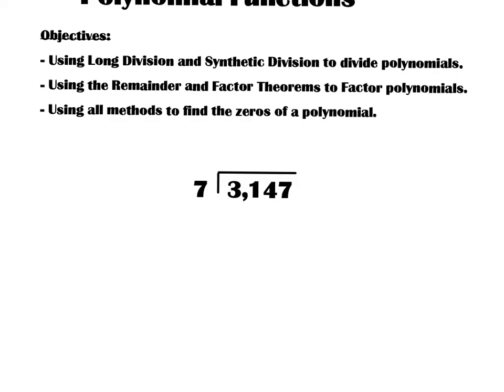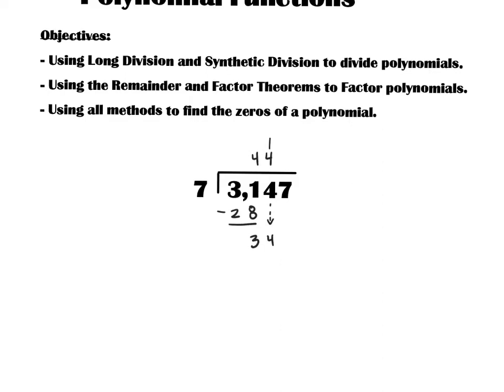So first thing that we do is, of course, 7 does not go into 3. But 7 does go into 31 4 times. So our process here is then that we'd multiply 4 and 7, getting 28. We would subtract 28 from 31, which would give us 3. We drop down our next number, which is 4. We see how many times 7 goes into 34. It also goes into 34 4 times.